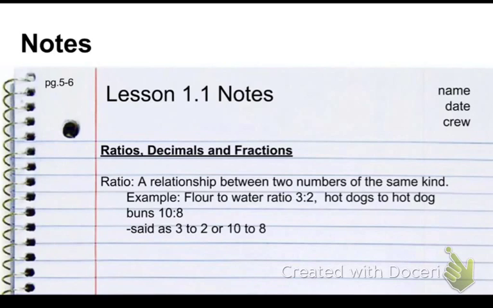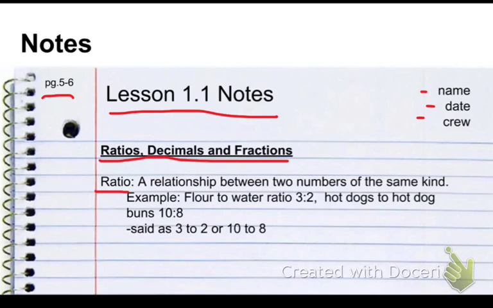Okay. So let's start in our notes, ladies and gentlemen. Our notes are this. Ratios, decimals, and fractions is our heading. We want to make sure we put lesson 1.1 notes at the top of our page. Our page numbers 5 through 6, our name, the date, and the crew. And we want to put down our very first and probably most important vocab word for this whole unit, which is ratio. And a ratio is a relationship between two numbers of the same kind.